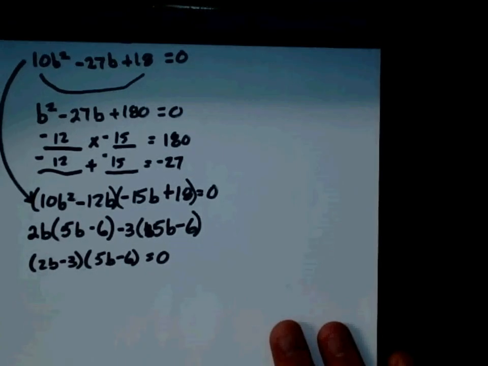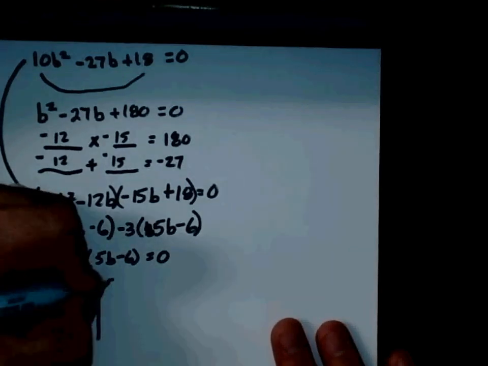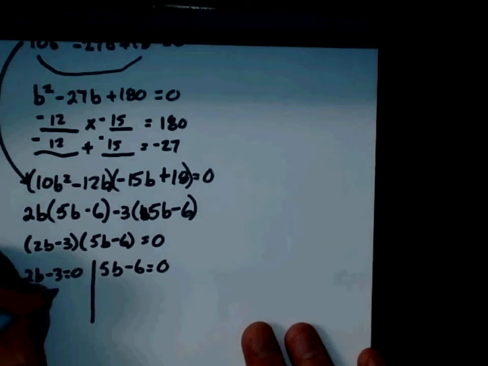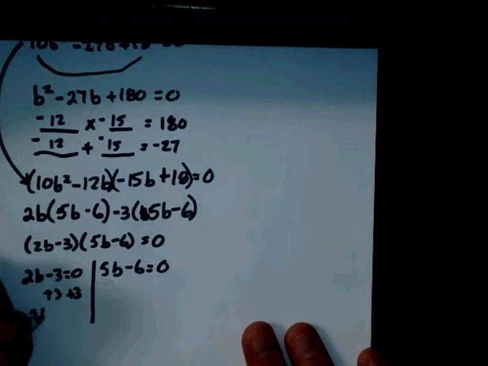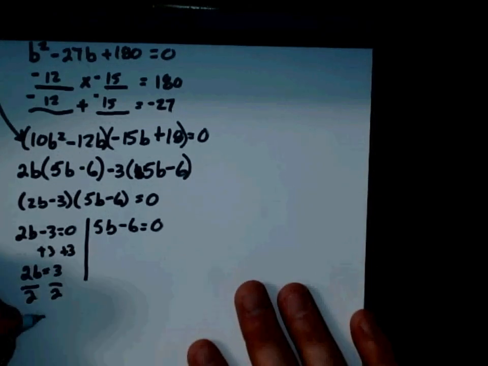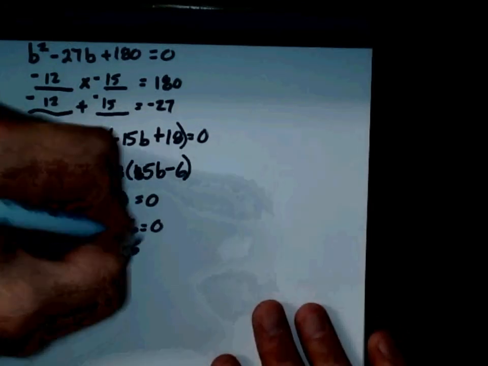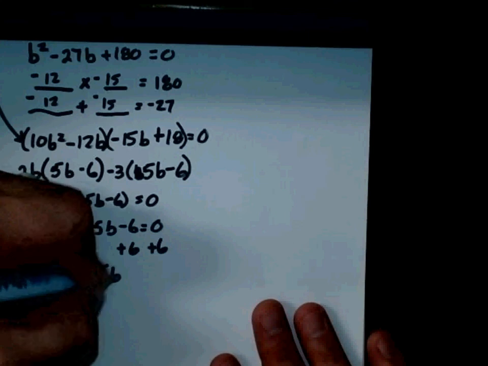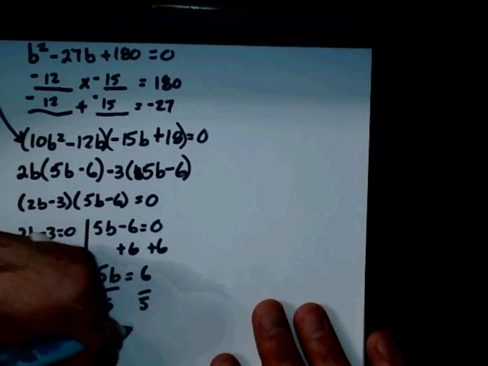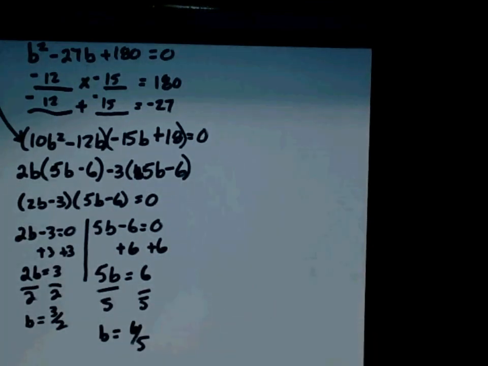If I set both pieces equal to 0 to solve, I'm going to have 2b minus 3 equal to 0 and 5b minus 6 equal to 0. If I solve both of those, add 3, 2b equals 3, divide by 2, b is going to equal 3 over 2. Add 6, 5b equals 6, divide by 5, b is going to equal 6 over 5. Okay?